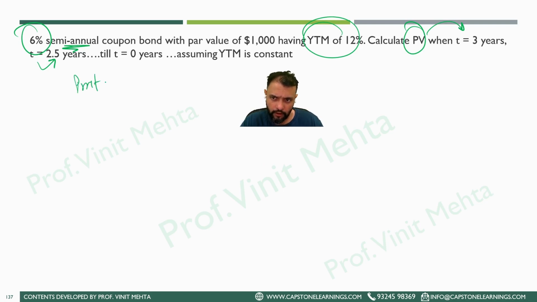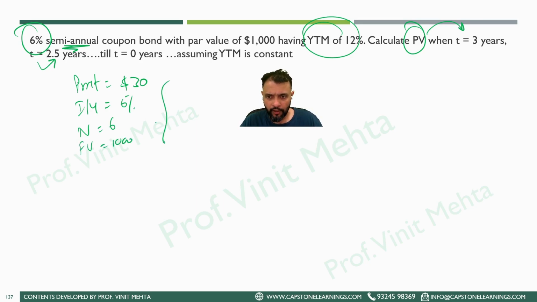PMT will be again $30, but in this case your I/Y will be 6%. Why? Because 12% is full year, we want the 6-month number. N will be 6 because if we are talking about 3 years, future value will be 1000, and when you calculate present value, the present value will be what, 877 or something?